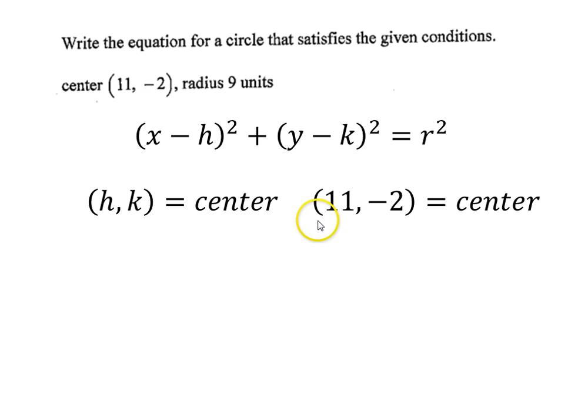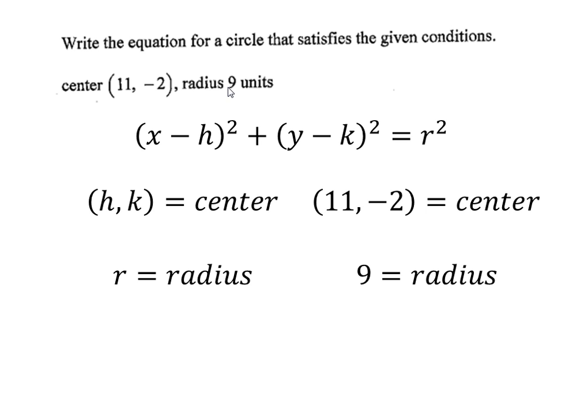So we're going to take these values and just plug them into the equation. We also know that r is the radius. And we know the radius here, the radius is 9. So what I'm going to do at this point is just take this information that I've been given and plug it into the equation for a circle. I'm going to replace this h with 11. I'm going to replace the k with negative 2. And I'm going to replace r with 9.